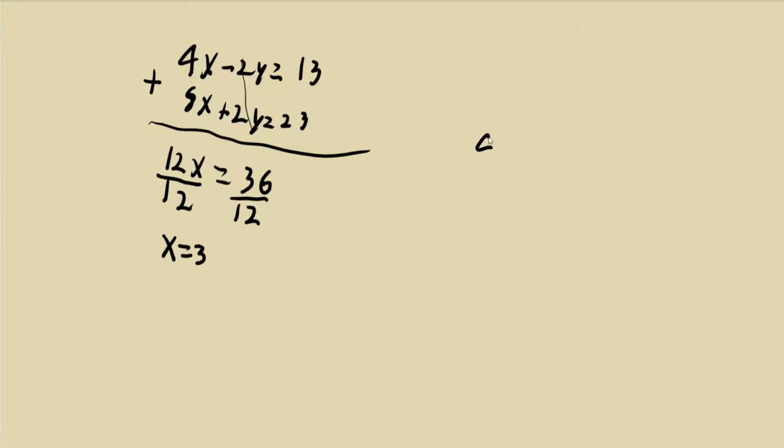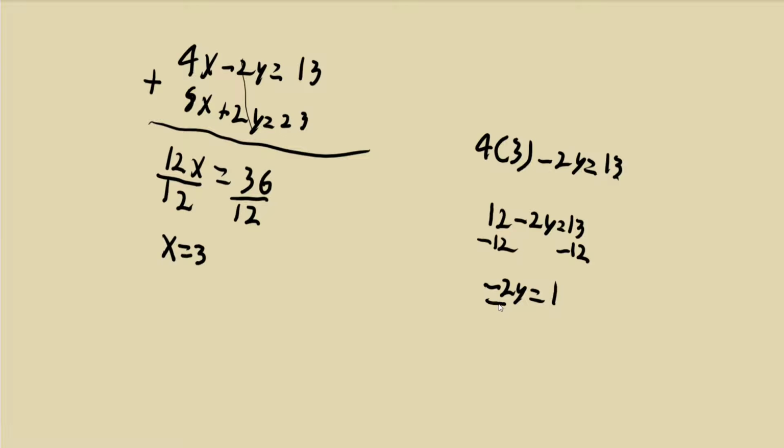So 4 times 3 minus 2y is equal to 13. Here we have 12 minus 2y is equal to 13. Let's subtract 12 from both sides. Negative 2y is equal to 1. Here, we can just divide by negative 2, and we have y is equal to negative 1/2.